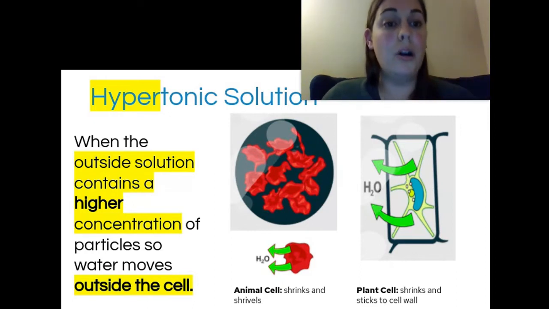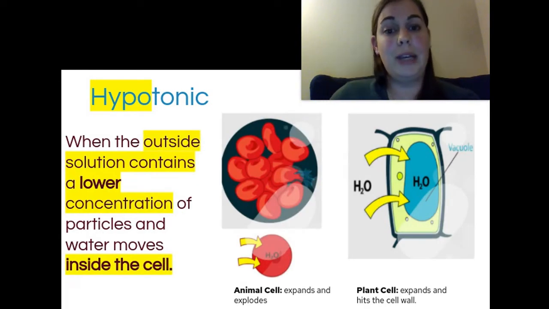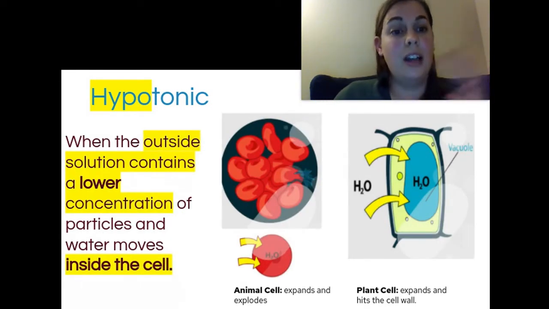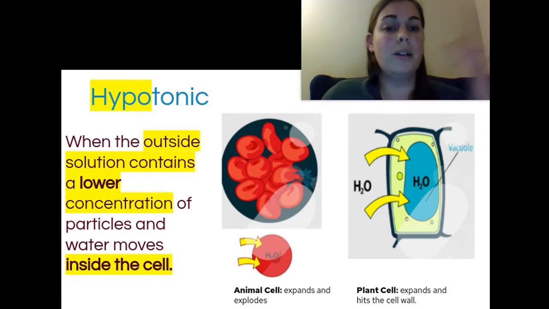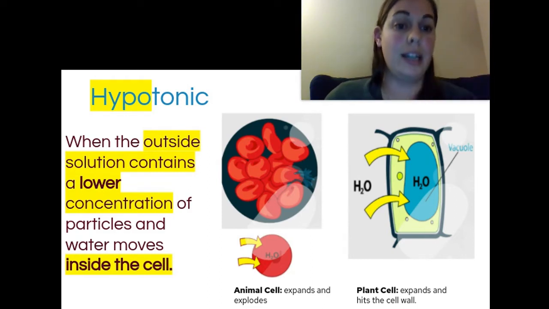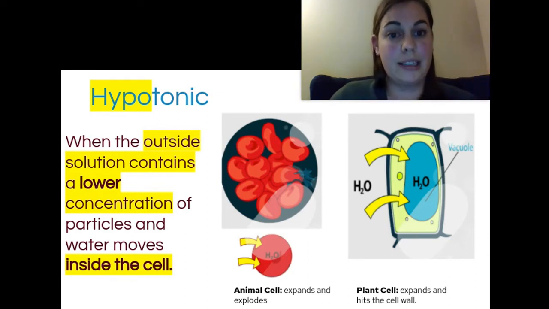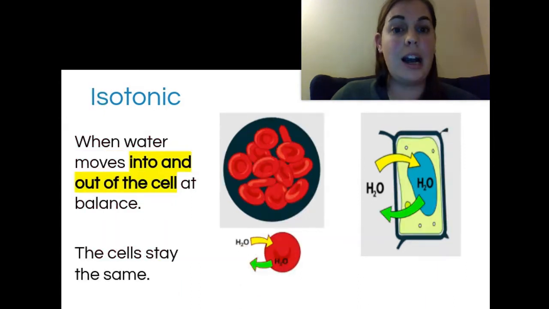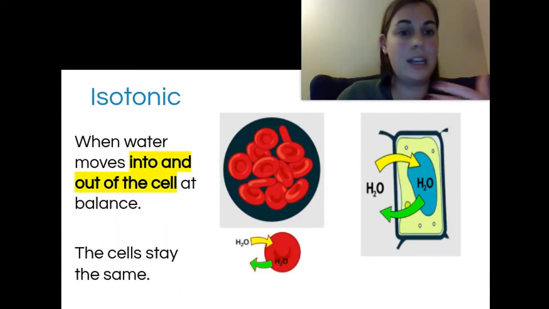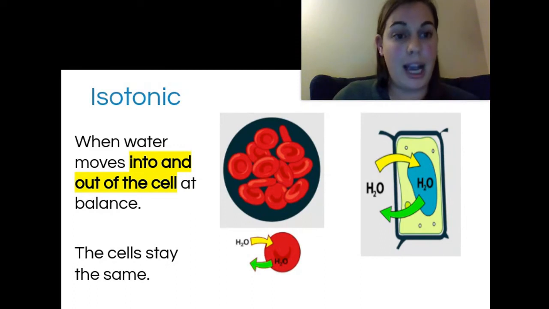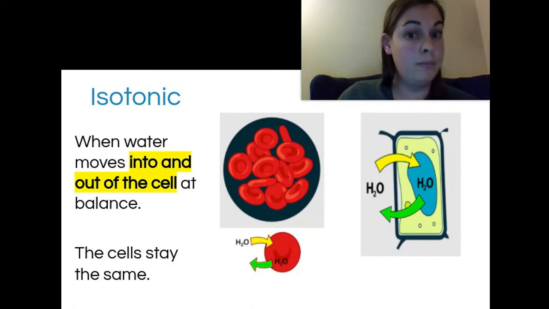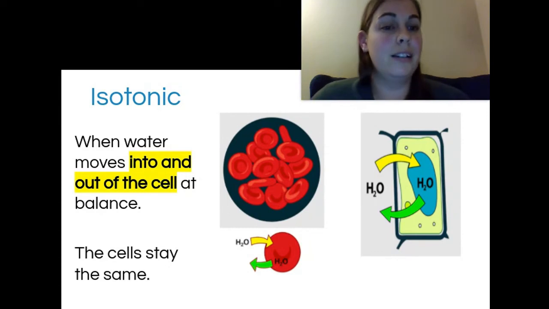A hypotonic solution means that this outside solution contains a lower concentration. So water moves into the cell. This means that my cell is going to expand and explode in an animal cell, or expand and hit the cell wall in a plant cell. In an isotonic solution, water moves in and out at balance. So I'm at equilibrium. Water's still moving, but it's balanced. So my cell looks the same. It just kind of stays the same.